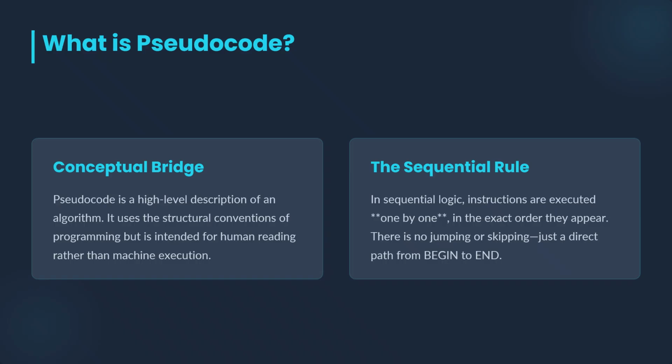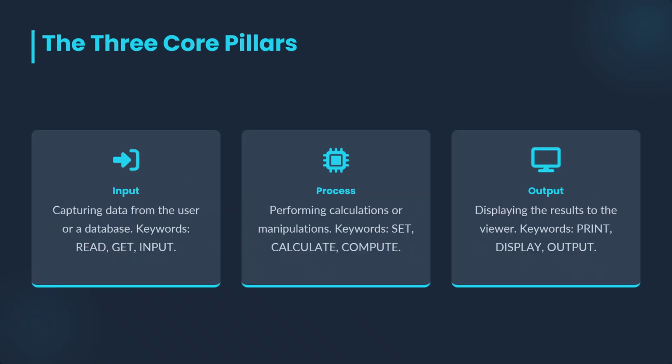When we talk about sequential statements, in sequential logic the instructions are executed one by one in the exact order they appear. That is, if there are four statements written in a pseudocode, each of these statements will be executed one after another, without skipping any statement in between or jumping from one statement to another. Let's focus on the three core pillars on which sequential statements are based.